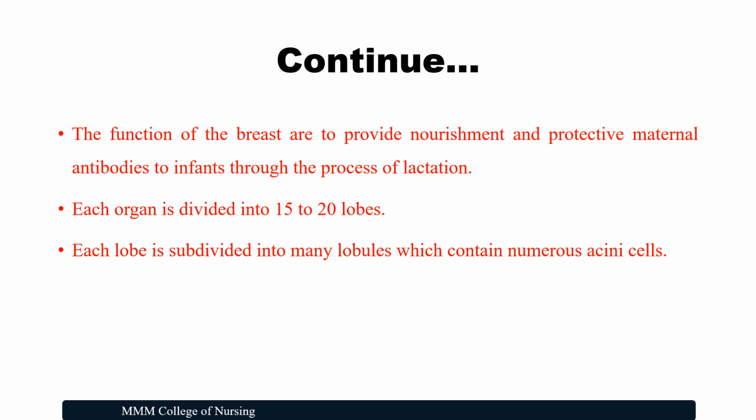Internally, the breasts are made up of glandular tissue and fat. Each organ is divided into 15 to 20 lobes, separated from each other by fibrous and fat walls. Each lobe is subdivided into many lobules which contain numerous acini cells. The acini cells are composed of a single layer of epithelium beneath which is a small amount of connective tissue richly supplied with capillaries.